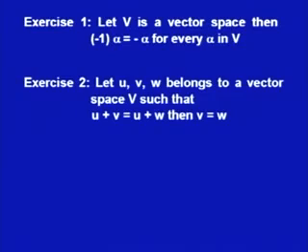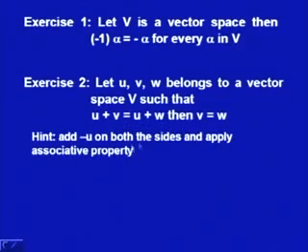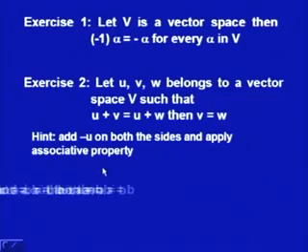The second exercise says that if U, V, W belong to a vector space V such that U plus V is equal to U plus W, then V is equal to W. So it is actually a cancellation law. U and U can cancel out and we can have V is equal to W. To prove this, you simply have to add minus U on both sides and apply the associative property.